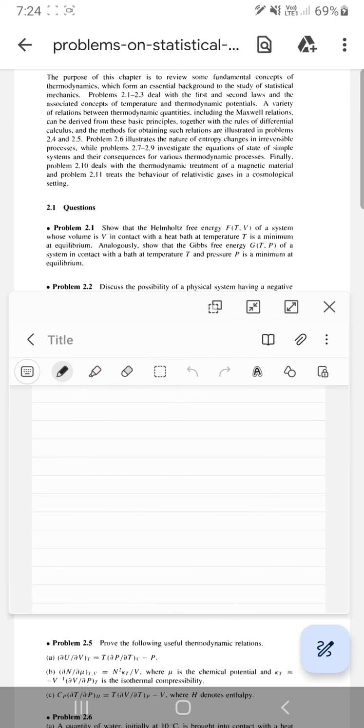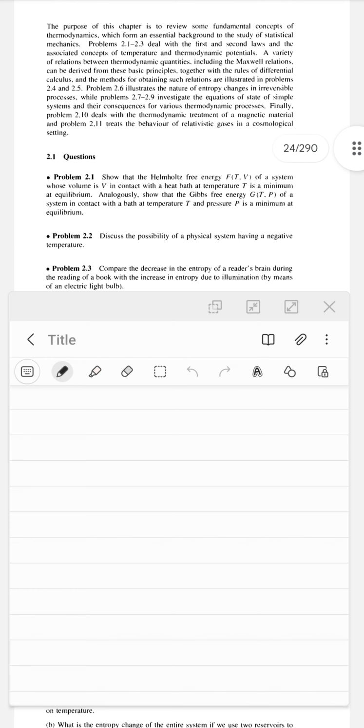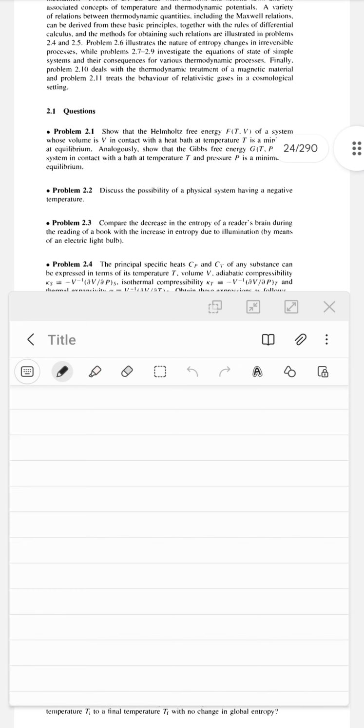Hi. So this is just some thermodynamics questions, and let's just go. These are just like 11 questions, and they are sort of interesting. So let's just take a look.